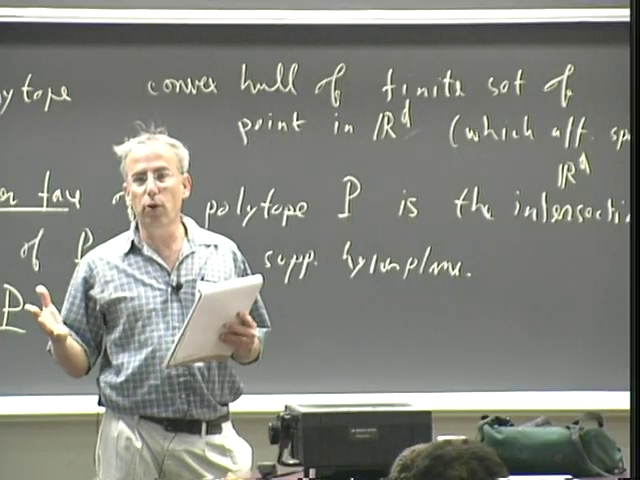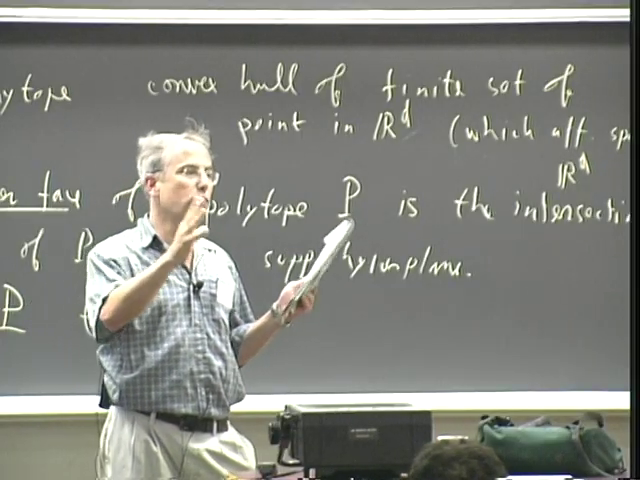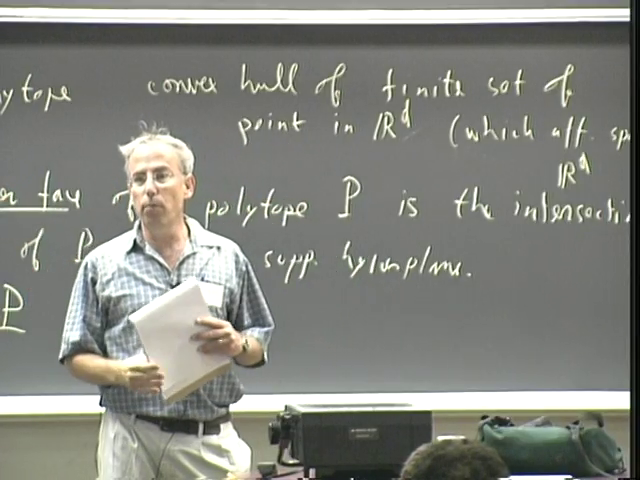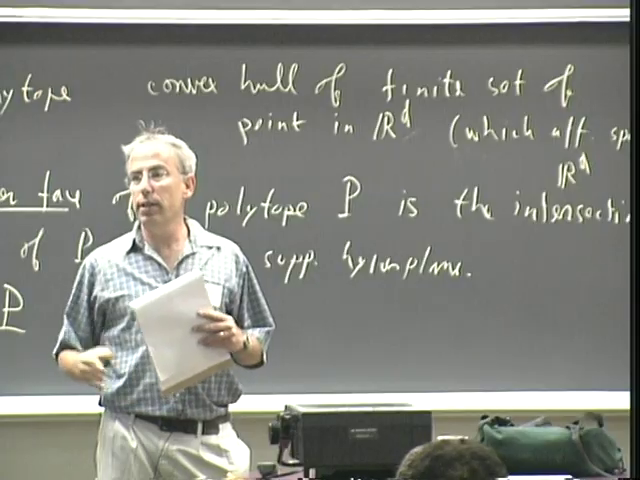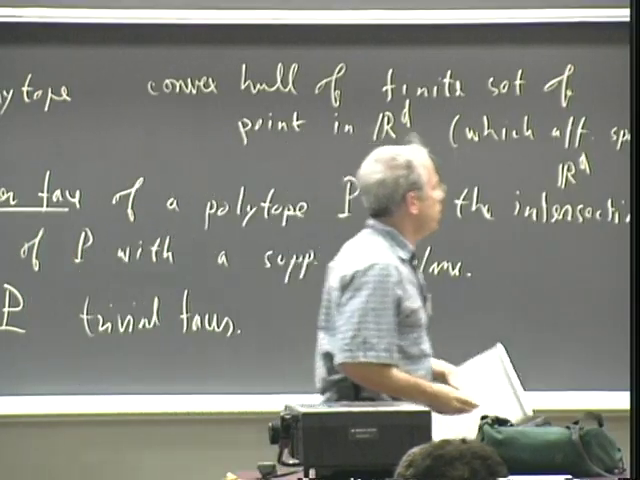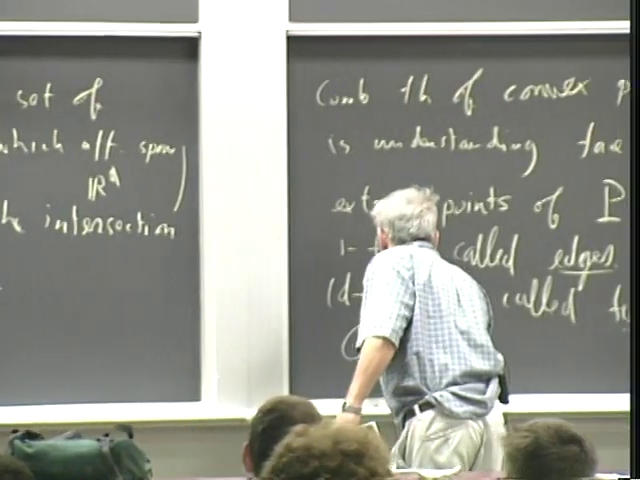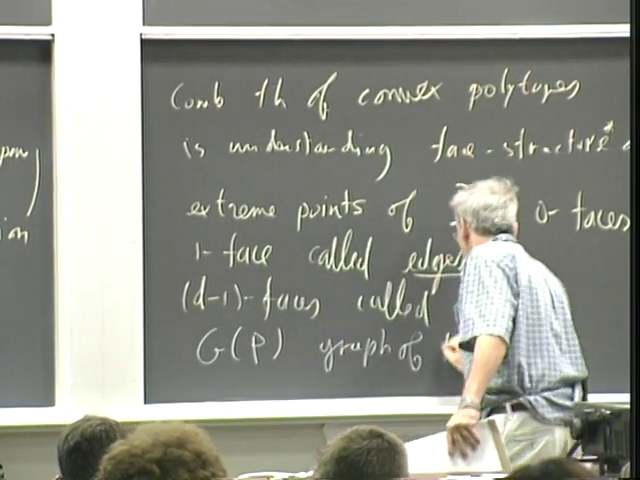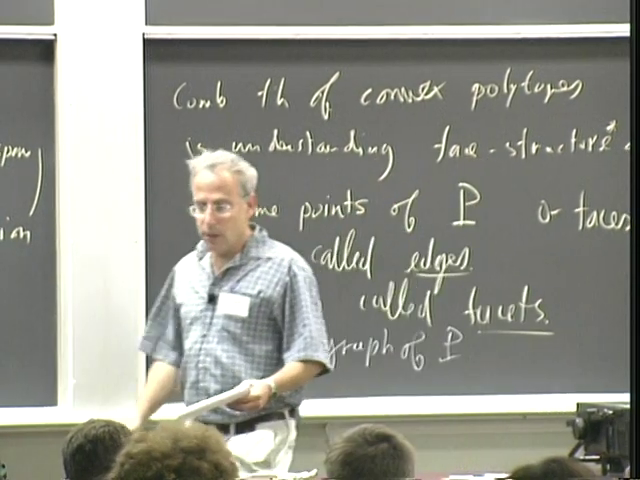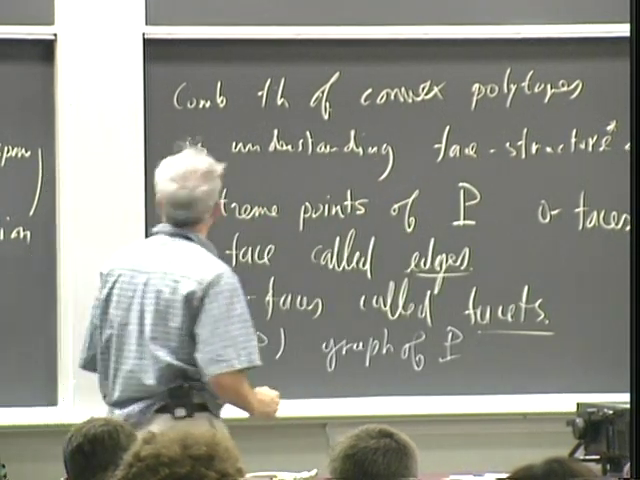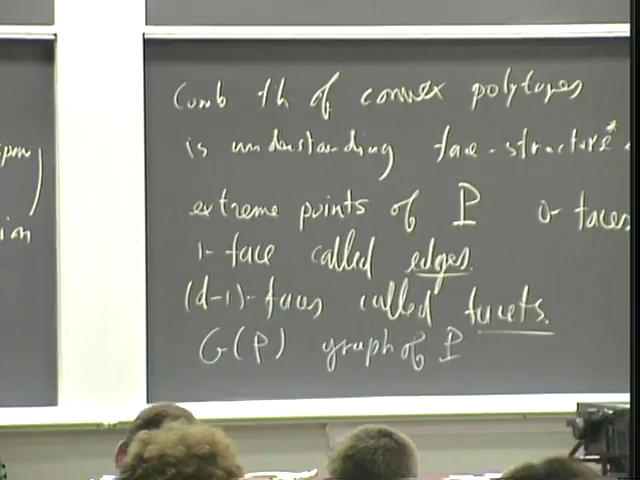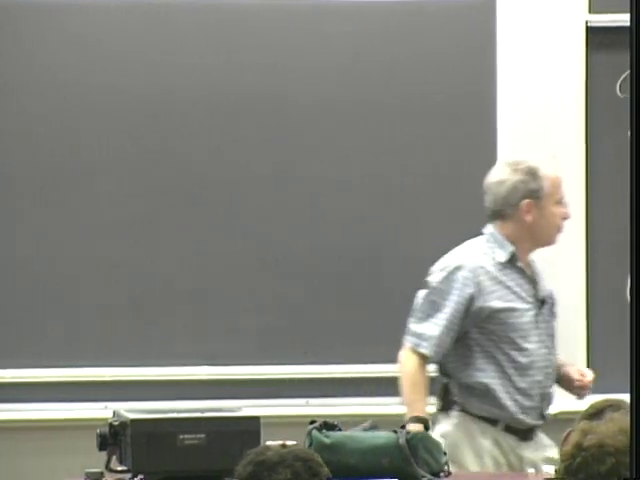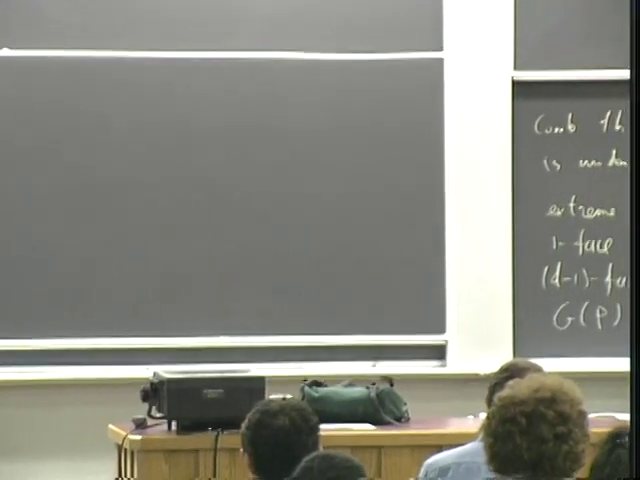So the graph of the polytope consists of the vertices of the polytope, the zero-dimensional faces, and pairs of vertices which form one-dimensional faces are the edges of the graph. So we denote it by G(P). G(P) is the graph of P. So you should interrupt me immediately if you have any questions or something is not clear, or even if something is wrong. Okay.